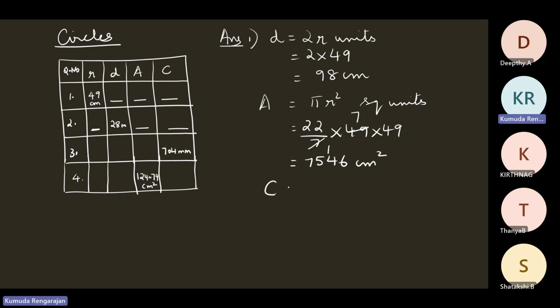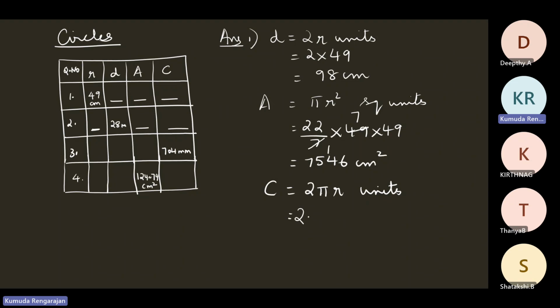Then about the circumference of the circle, the formula is, does anyone remember? Yes, ma'am, 2 pi r units. What do you mean by the circumference of the circle? The boundary. Correct, the perimeter. Very good. The perimeter of the circle is called the circumference of the circle, and that's given by the formula 2 pi r units.